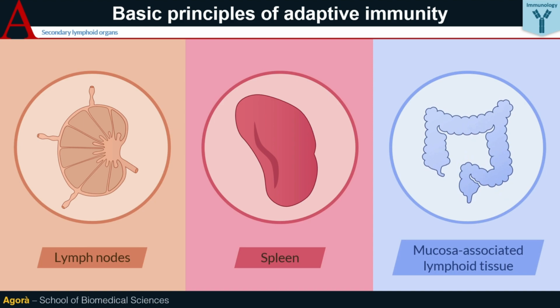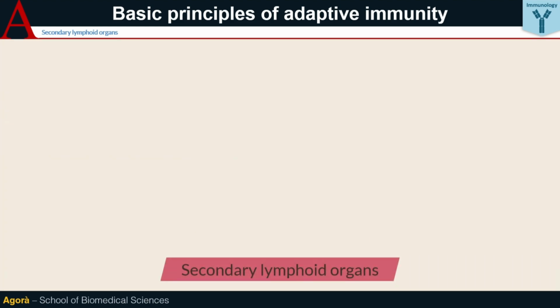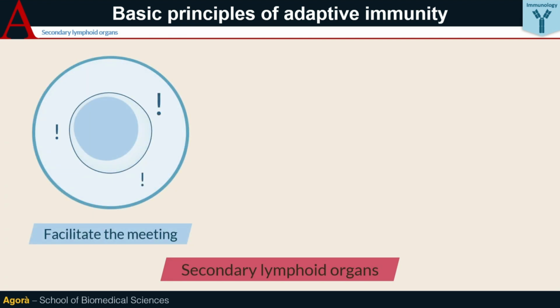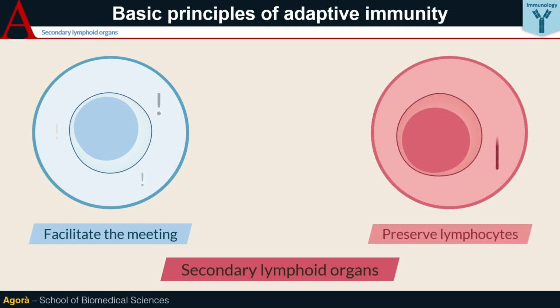Although different in structure, secondary lymphoid organs essentially have 2 functions. 1. To facilitate the encounter between immune cells and antigens, which would otherwise be more complex and less likely to take place in the bloodstream. 2. To provide lymphocytes that have not immediately encountered their antigen with survival signals. In this way, they can go back to circulating in the bloodstream, re-enter the secondary lymphoid organs, and eventually encounter the antigen.